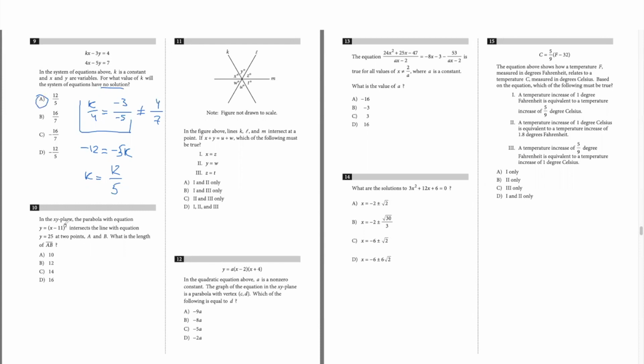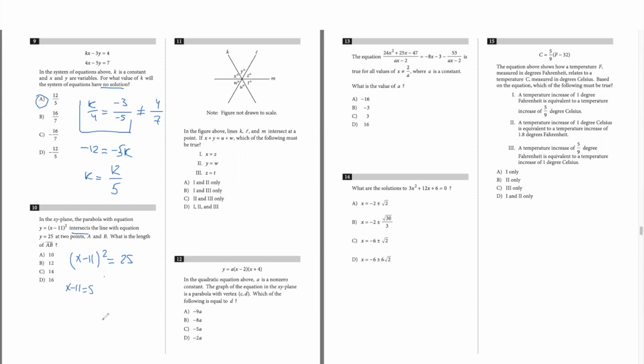10th one. The parabola with the equation intersects the line equation. Doesn't matter whatever the functions are. If you are looking for an intersection point, we have to equalize them. (x - 11) squared is equal to 25. Look, you don't need to open the brackets. What squared is equal to 25?